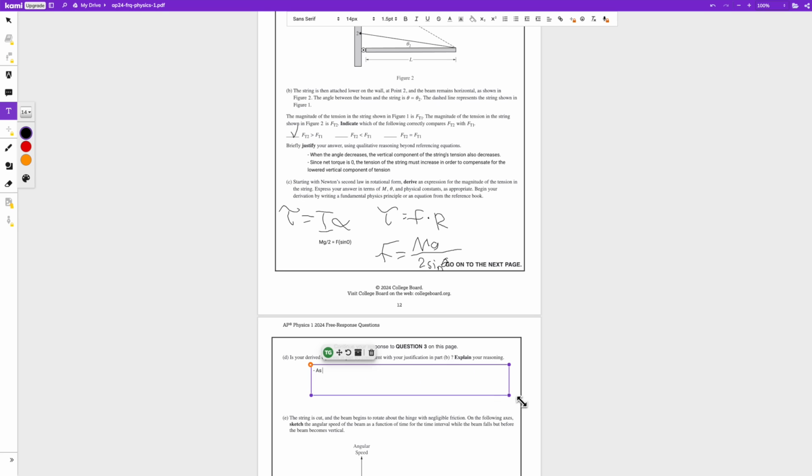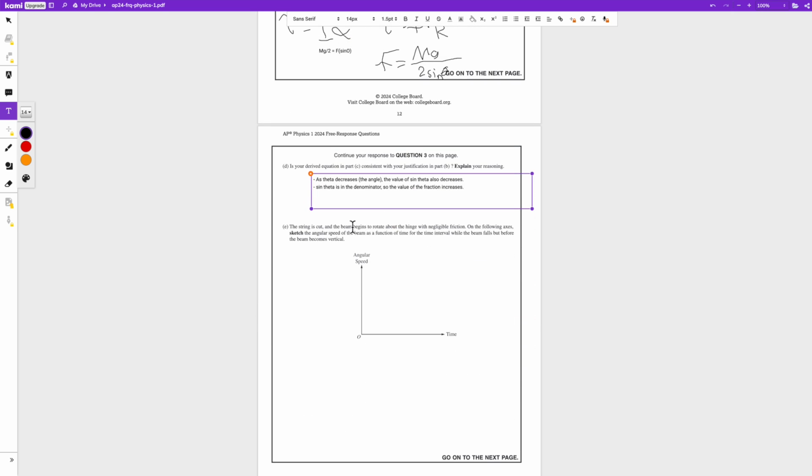As theta decreases, the angle, the value of sine theta also decreases. Sine theta is in the denominator, so the value of the fraction increases. And therefore, the force of tension increases as the angle decreases. And now, the string is cut and the beam starts to rotate with negligible friction, and sketch the angular speed of the beam as a function of time for the time interval.